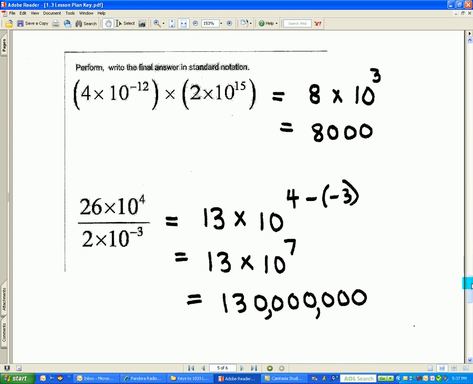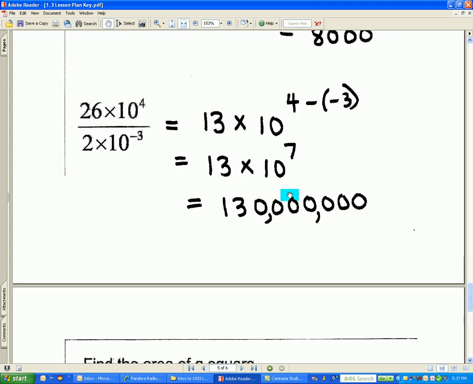Another problem says perform the operation and write the final answer in standard notation. In the numerator we have 26 times 10 to the fourth. In the denominator we have 2 times 10 to the negative third. Let's break it apart and analyze it. 26 divided by 2 is 13. That's simple arithmetic.